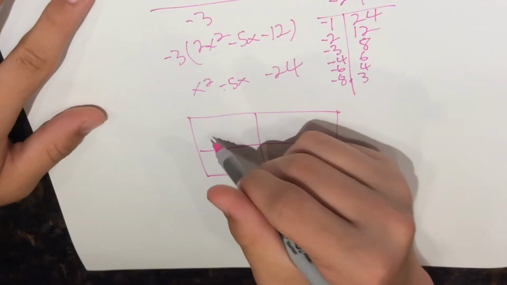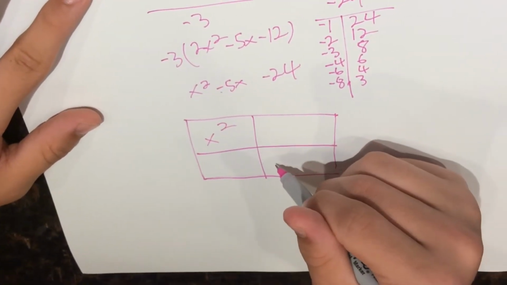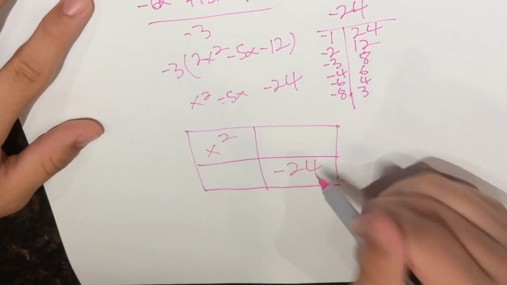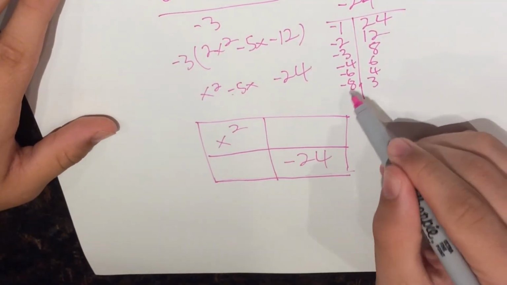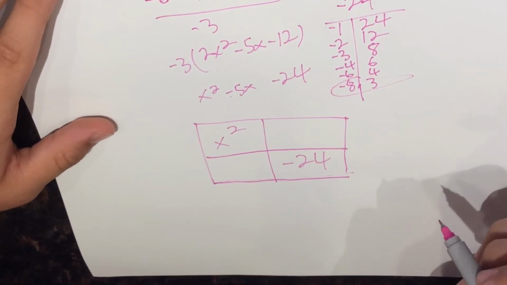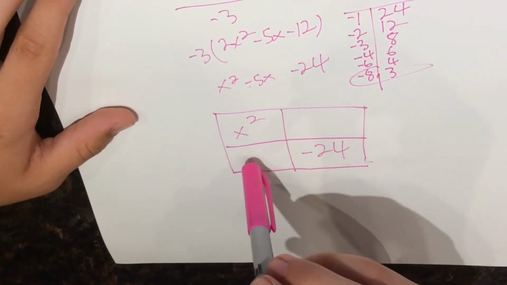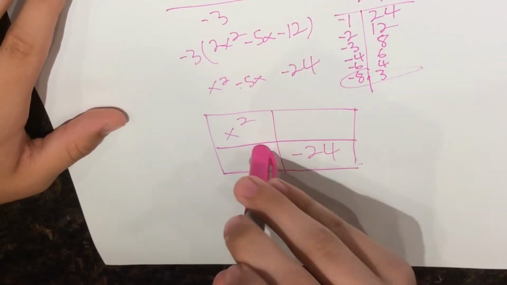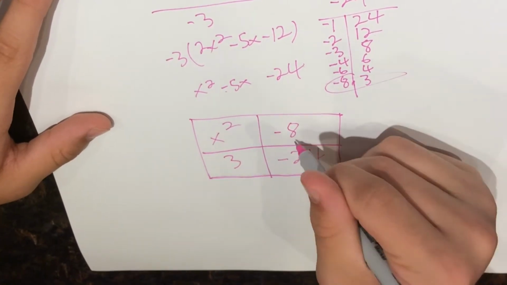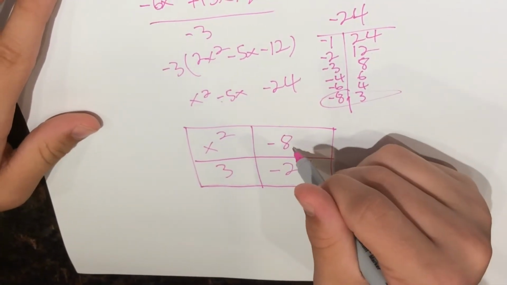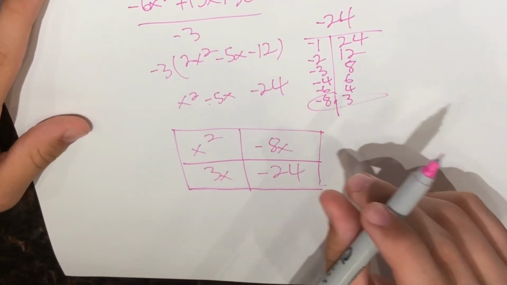So the first thing we're going to do here is put our a term in here, that's x squared, and our c term in here, that is negative 24. And we're going to take the two factors that we just found, negative 8 and 3, and put them in either box. It does not matter where you put them, in the top right or in the bottom left. So without further ado, let us put them in. And after these, we put x after, just because that is the way things are done.